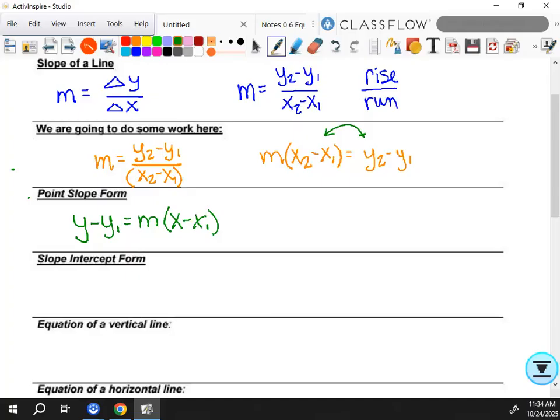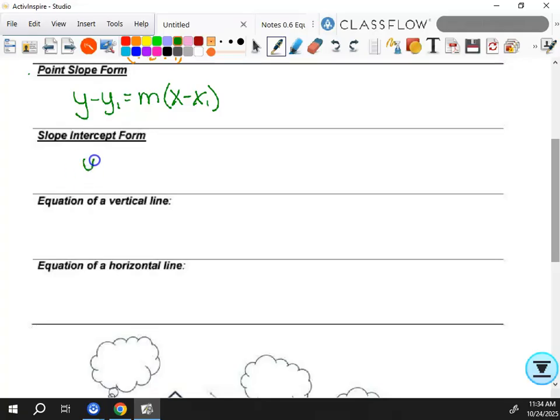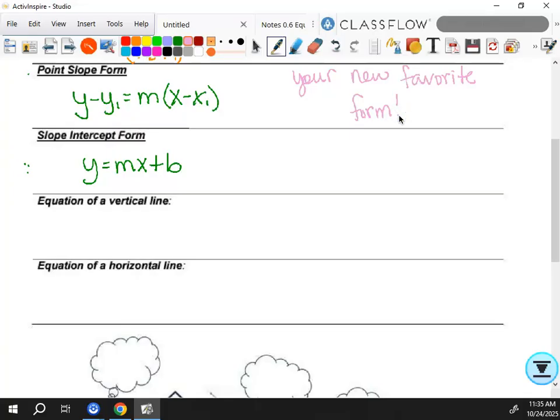All right, what's the other form of the line that you know? Y equals mx plus b. All right. So how many of you would say out of these two, this one is your favorite? Raise your hand. If you had to pick one, this would be your favorite? Most of you? Okay. I'm going to change your mind in just a minute. So here you're going to write your new favorite form. Trust me right now. I'll prove it to you in a minute.